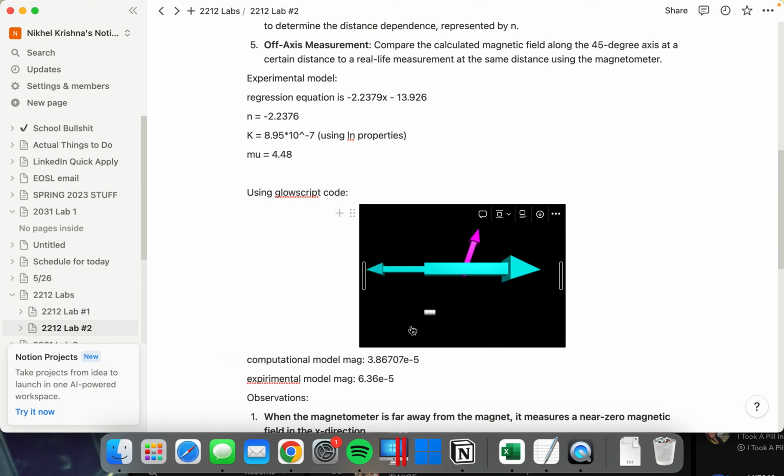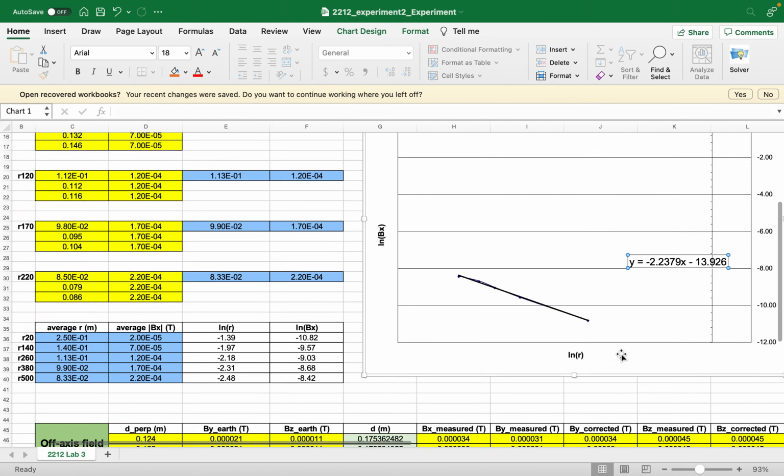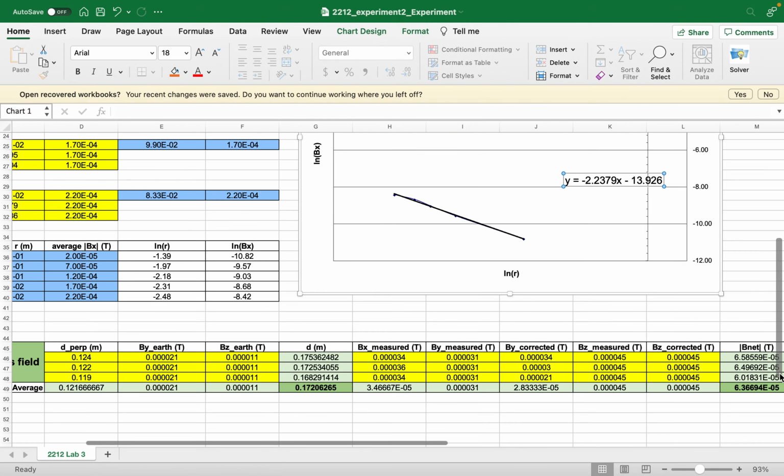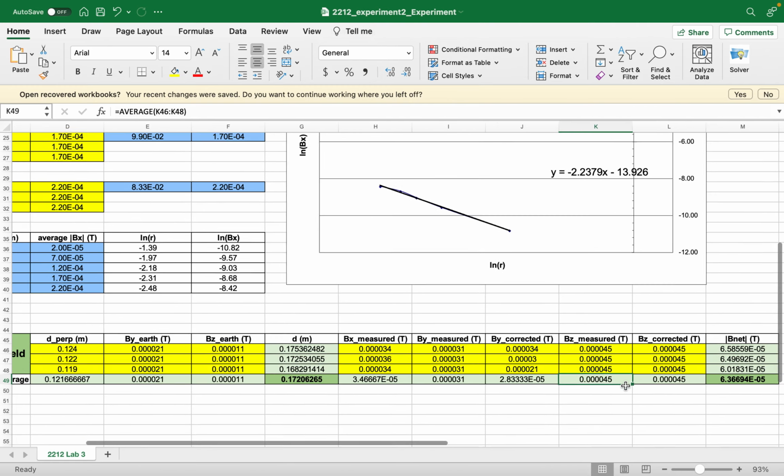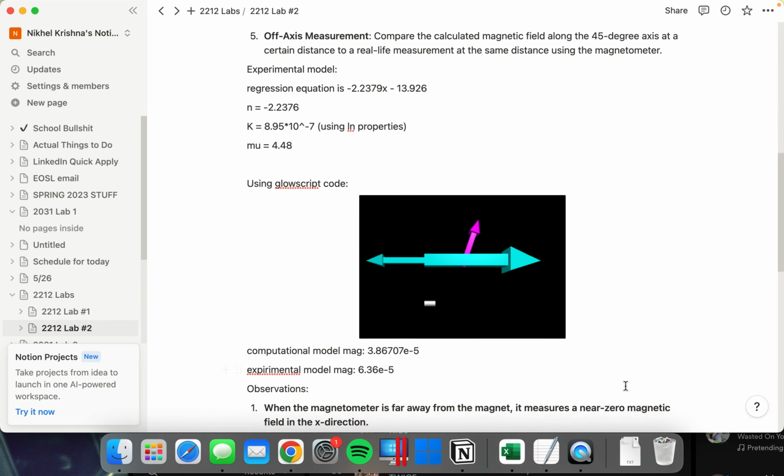In our computational model, I didn't bother creating all the graphs or all the vectors for every single observation point, because we were mainly concerned with the off-axis point. The computational model gave us a magnitude for the 45-degree off-axis field of 3.86 times 10 to the negative 5, and our experimental model, as you can see here, gave us 6.36 times 10 to the negative 5.